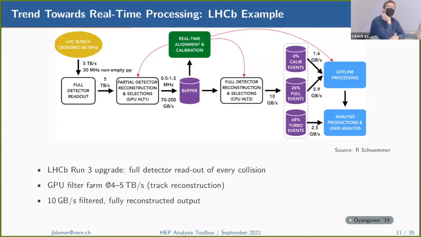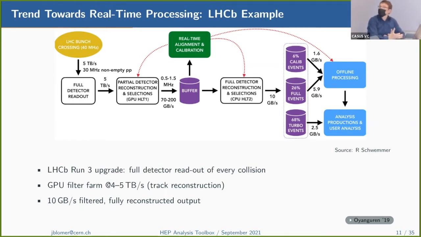So with HL-LHC, we will move a little bit more towards real-time processing. Because you might not be able anymore to find all the interesting events in these very simple filter steps. But in fact, what you can do instead is you say, okay, let's do a full reconstruction of everything that we see. And you don't filter in this way, but you sort of compress. So you get the useful information out of the detector signals in real time.